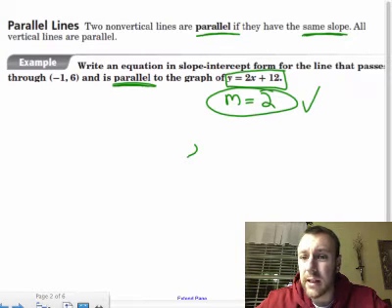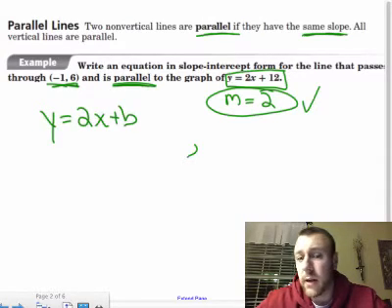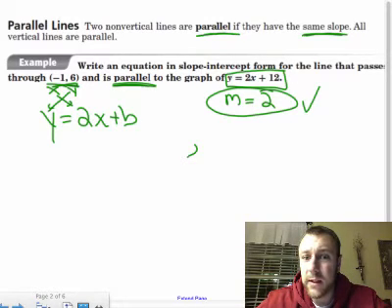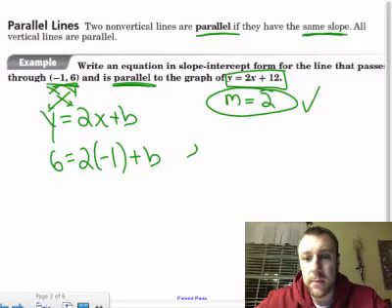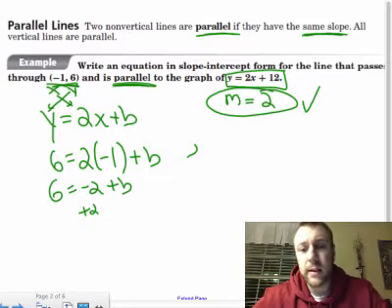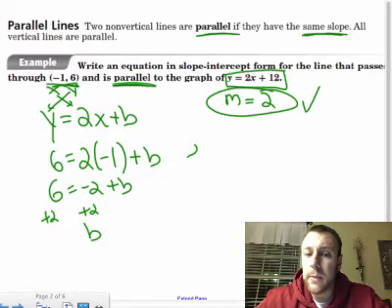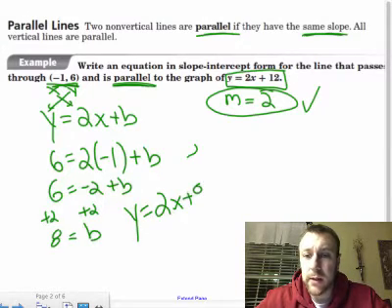So first thing I identify is my slope, m equals 2. Then I can plug that into y equals mx plus b. Then I take the point I'm given, x and y, and I plug that in just like I did in the previous example. So I get 6 equals 2 times negative 1 plus b. I then solve for b. I add 2 on both sides. So my b is 8. Now I just rewrite the equation: y equals 2x plus 8.